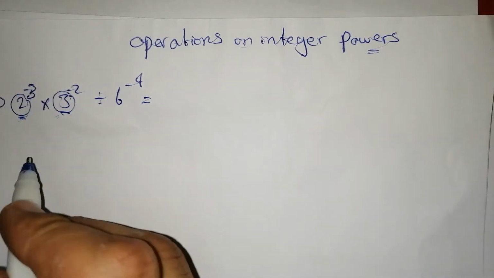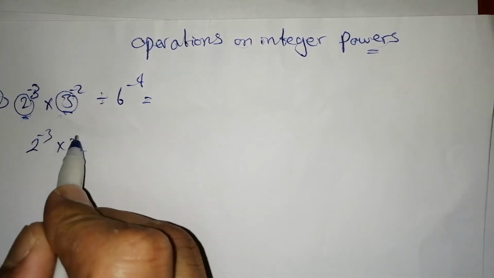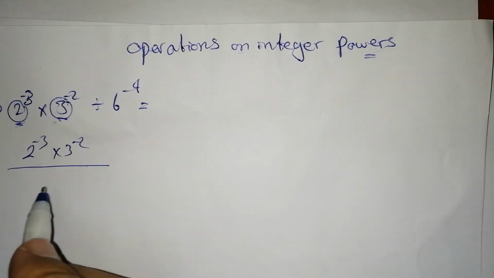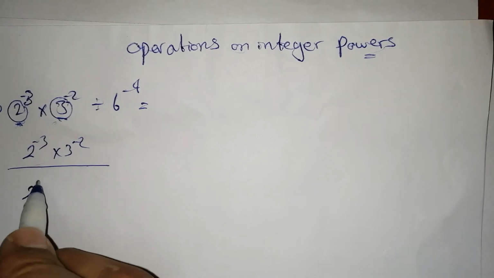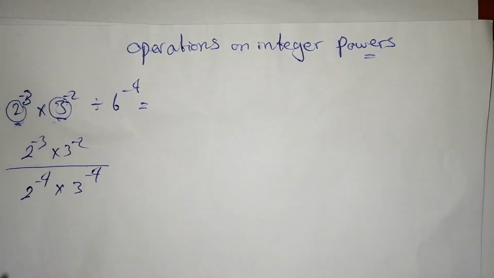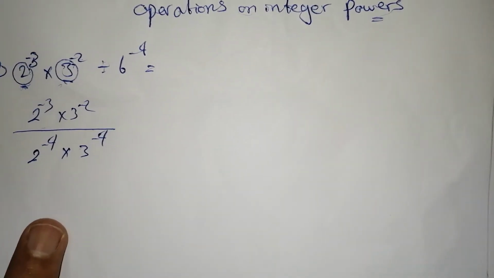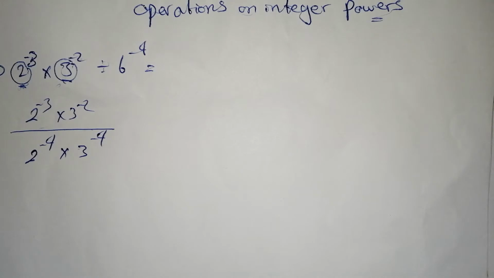So what we can do, we can write it as follows: 2 power negative 3 times 3 power negative 2 divided by 6 power negative 4, which can be written as 2 power negative 4 times 3 power negative 4. Yes, we distributed the power over 6, which is equal to 2 times 3. So it's equal to 2 power negative 4 times 3 power negative 4.